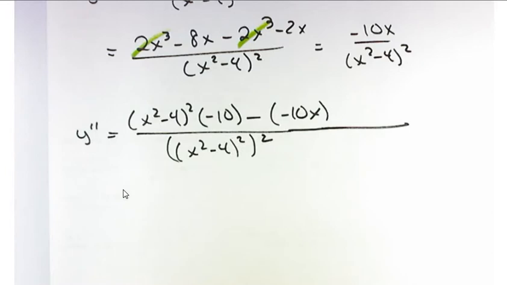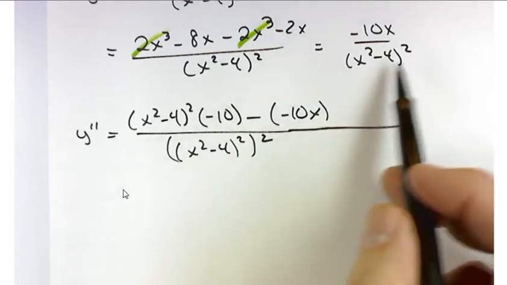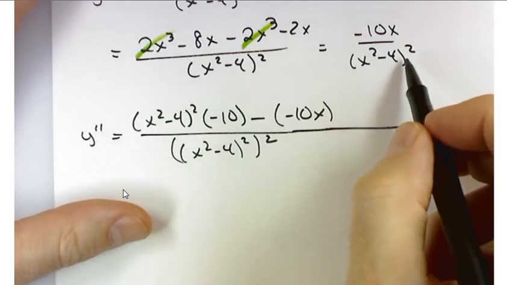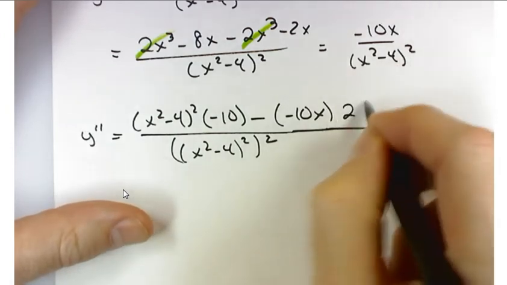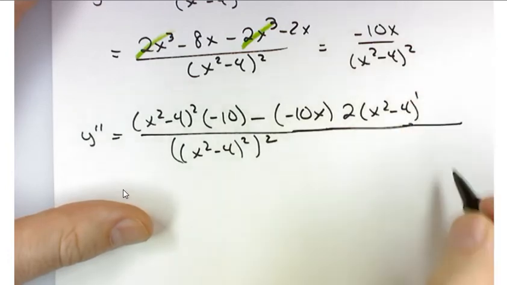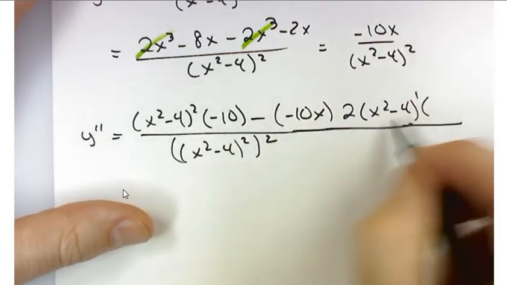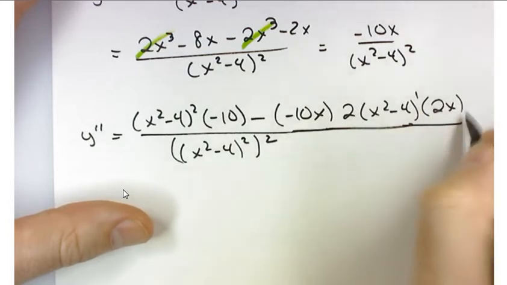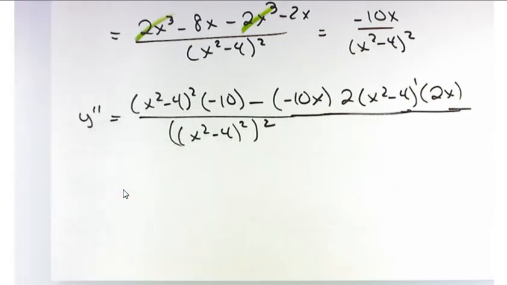Derivative of the denominator is going to be a little bit of work here, isn't it? It's going to require the chain rule. So let's get at it. That's going to be a 2 times x squared minus 4 to the 1st power times 2x. You know what? It wasn't as bad as I expected. You're right. It wasn't that bad.